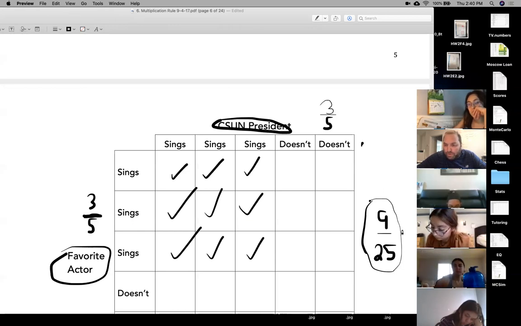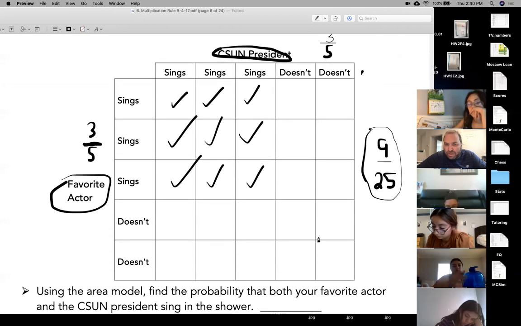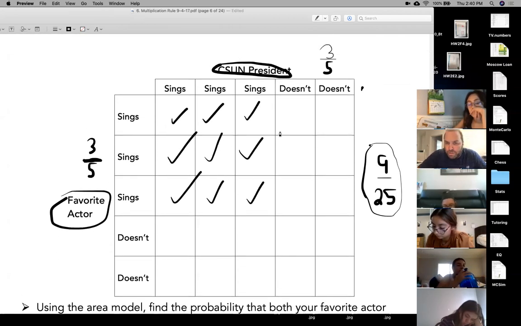Because they are independent, all I have to do is multiply their individual probabilities and I get the overall probability. And notice that the area diagram gives me exactly that. 9 out of the 25 squares are shaded.